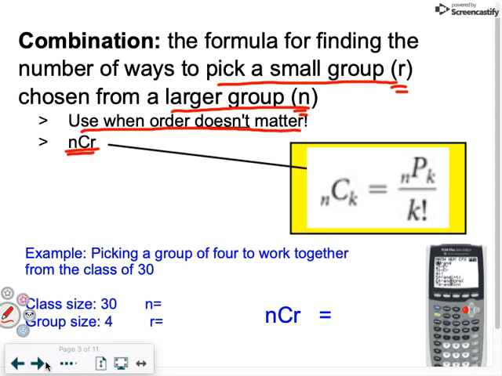One quick thing to make sure of: N is always our larger number. The bigger number is always our N.